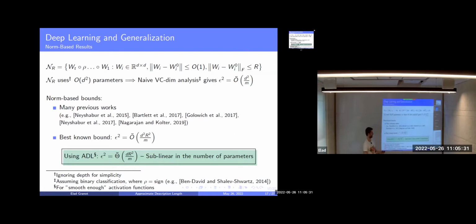So this is the result, and I don't know if one could use the covering number for it. I didn't see any work that uses covering number to get this bound. So this is why our idea, I don't know if it's better, but it works. This is the main idea of using the ADL. You get a sublinear result.